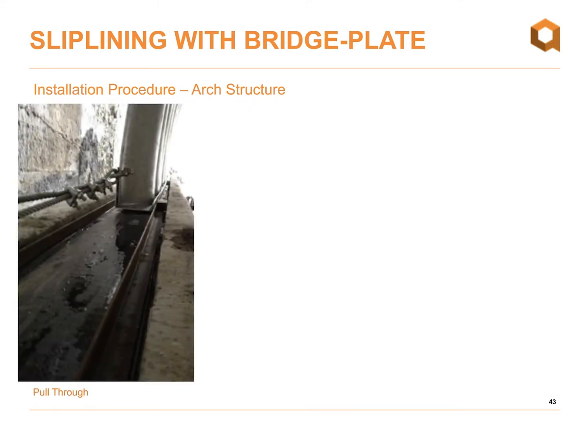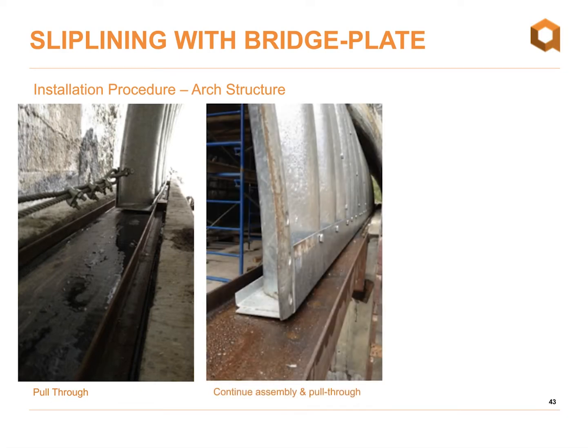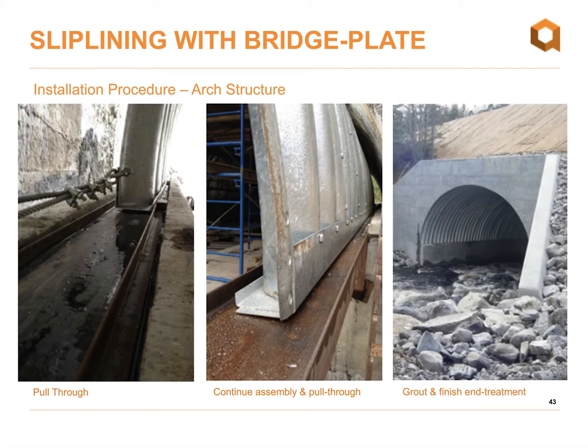This is just showing again the pull through, very similar to what was done on the previous structure. We would actually install the bridge plate on an unbalanced steel channel, as you can see here. That's what the structure was pulled through on, just a bolted connection along the crest of the corrugation. And then there's the finished structure.